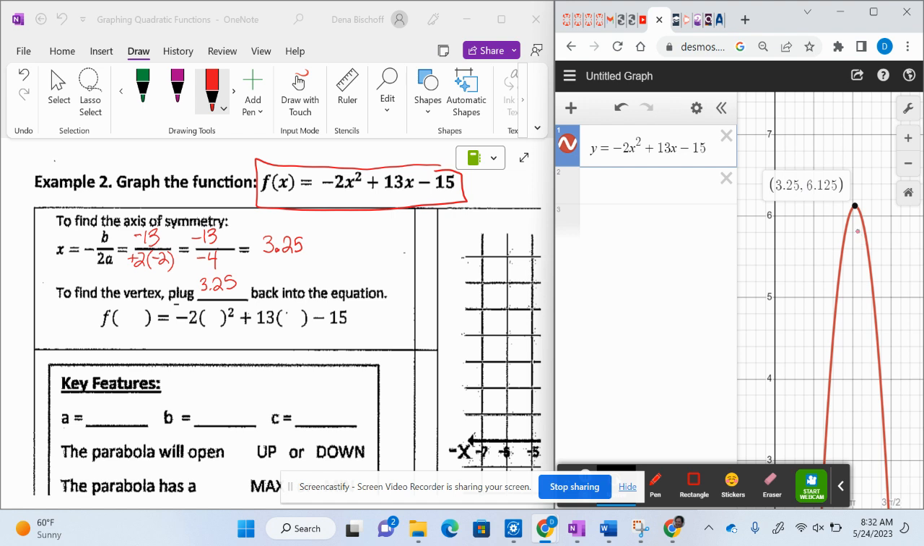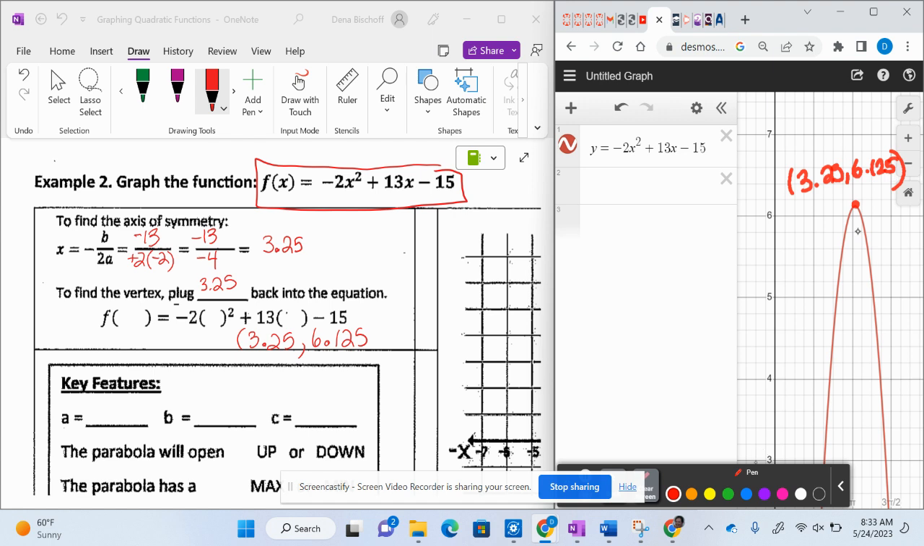6.125. So the vertex is the ordered pair 3.25, comma 6.125. Do you guys see that I'm just using this point right here? I'm just using this point right here. 3.25, comma 6.125. I'm letting Desmos figure that out for me. I'm not doing that on my own. I'm letting Desmos do it.